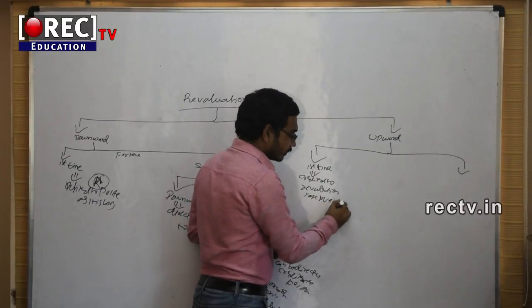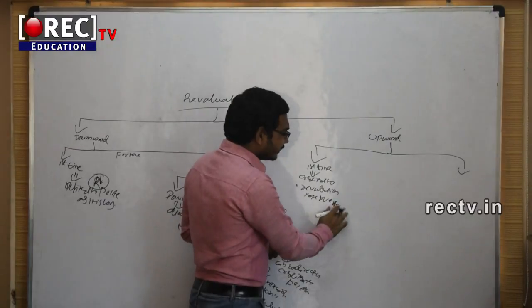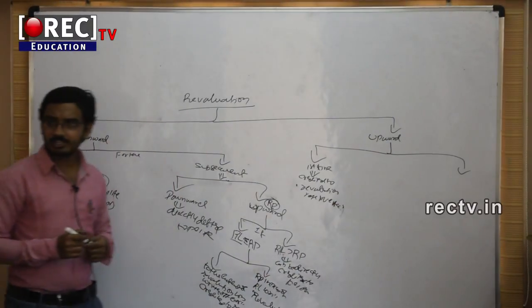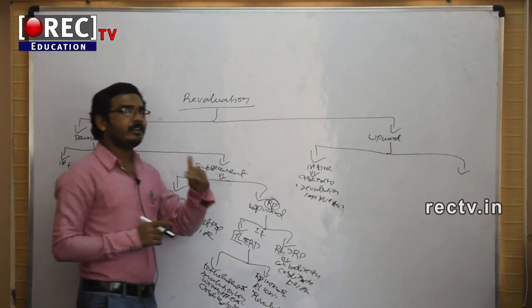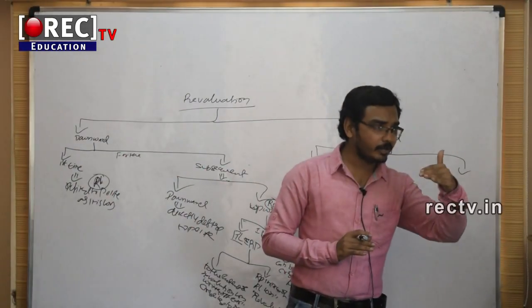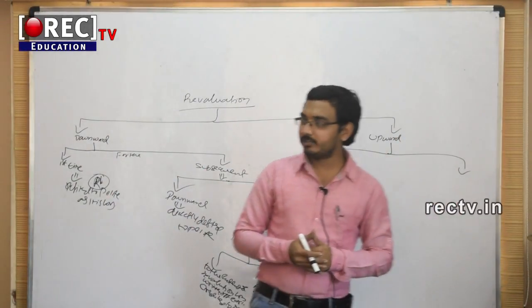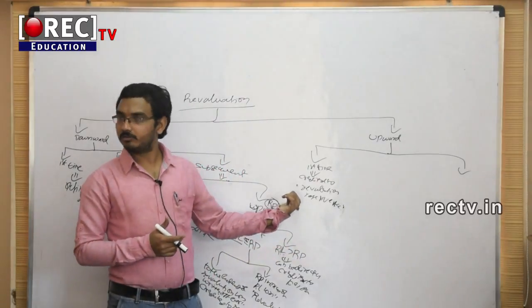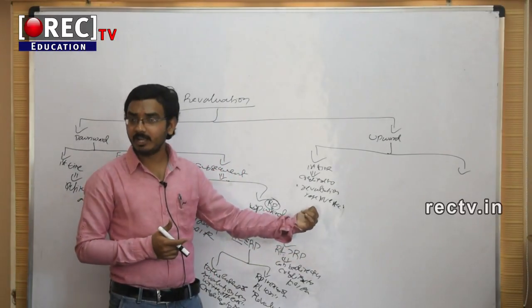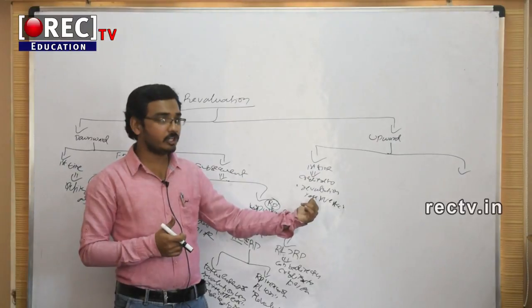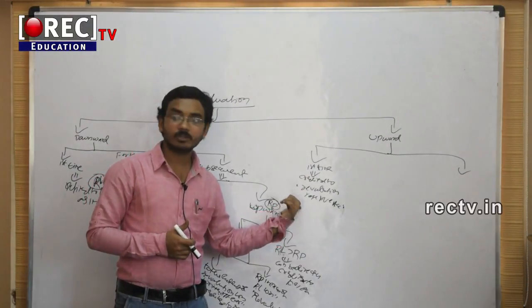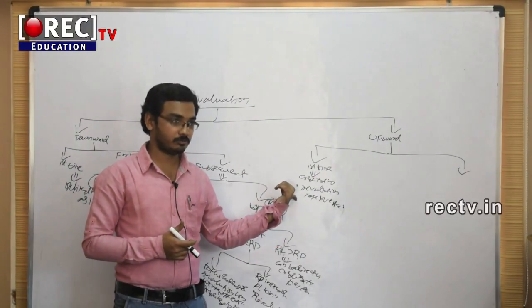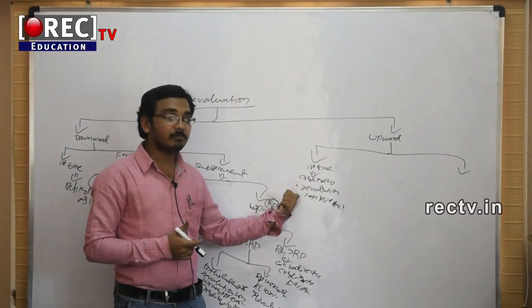Revaluation reserve account. What's the entry? Revaluing the asset upward means the asset value is going to increase, right? Asset account debit to revaluation reserve. This should be mentioned on the liability side of the balance sheet under the head reserves and surplus. Now, this is a first time revaluation.